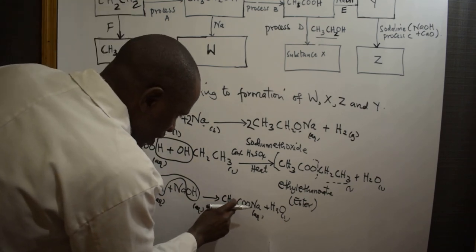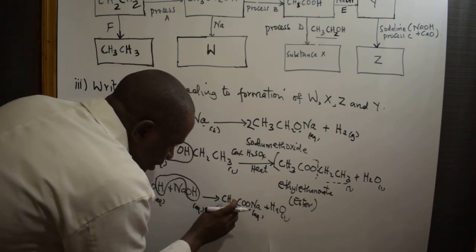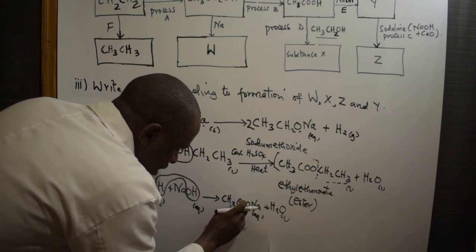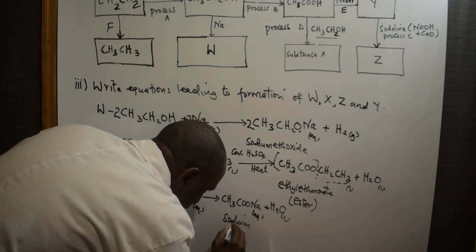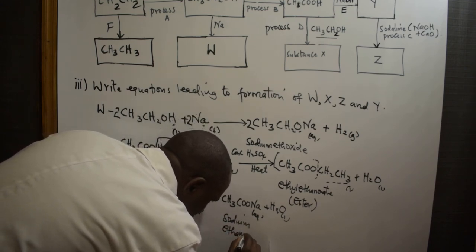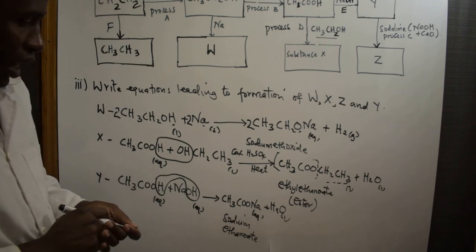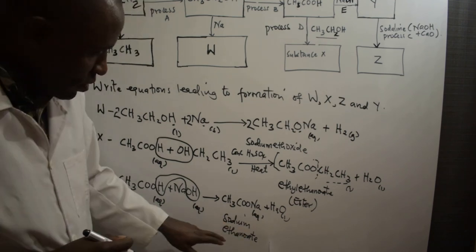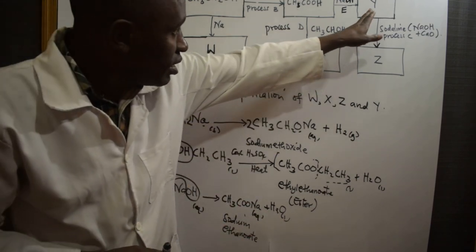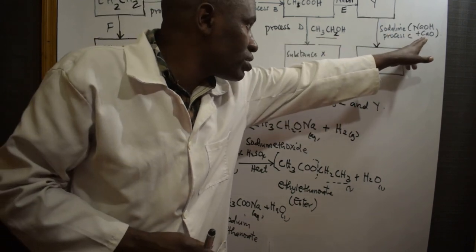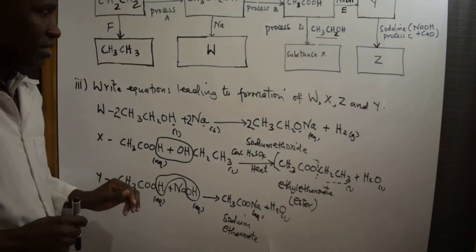Now this one here with two oxygens: when we replace a hydrogen from an alkanoic acid, we get an alkanoate. We are going to call this one sodium ethanoate. This one is a salt, and as you can see, it is aqueous. Now, sodium ethanoate is what will be able to react with the soda lime, and we are going to form an alkane. That's what we are talking about.